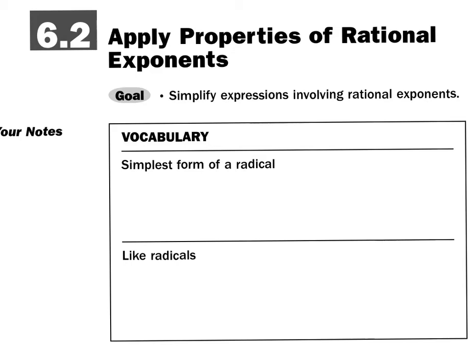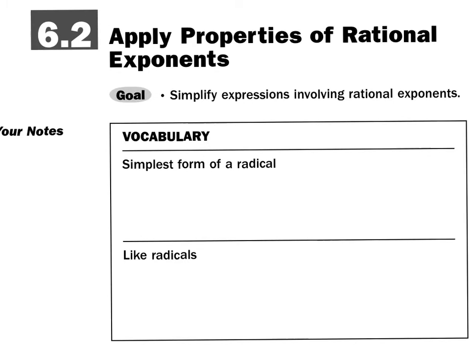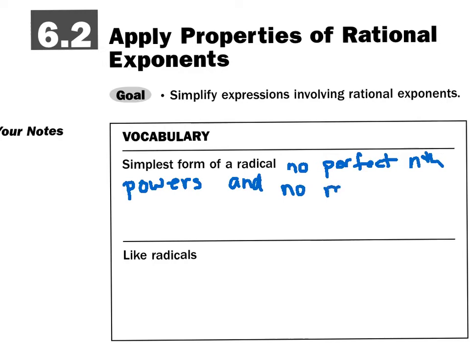6.2. Apply properties of rational exponents. What's the simplest form of a radical mean? Well, if it's in simplest form, the radicand has no perfect nth powers, and no radicals on the denominator.